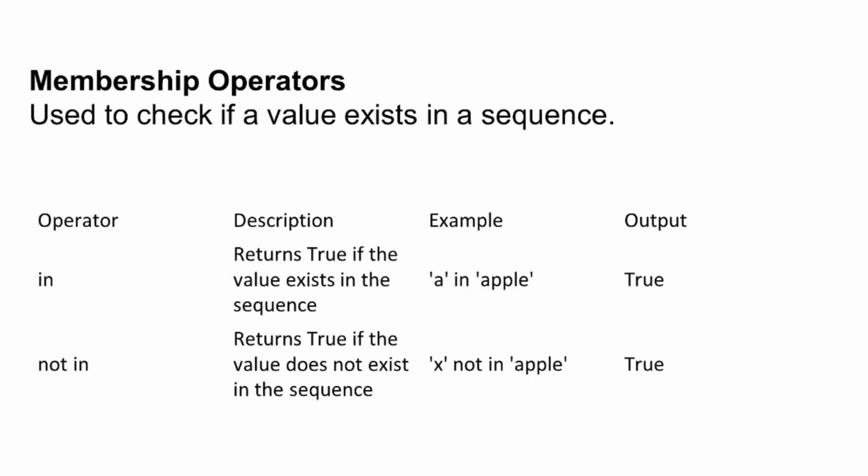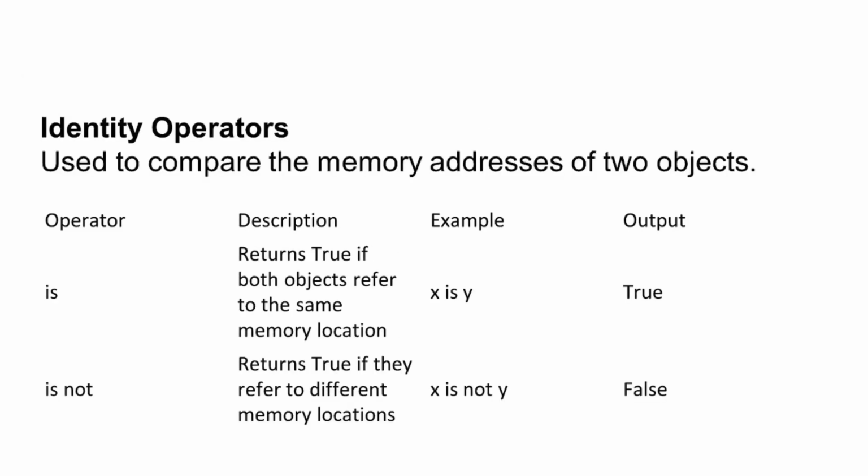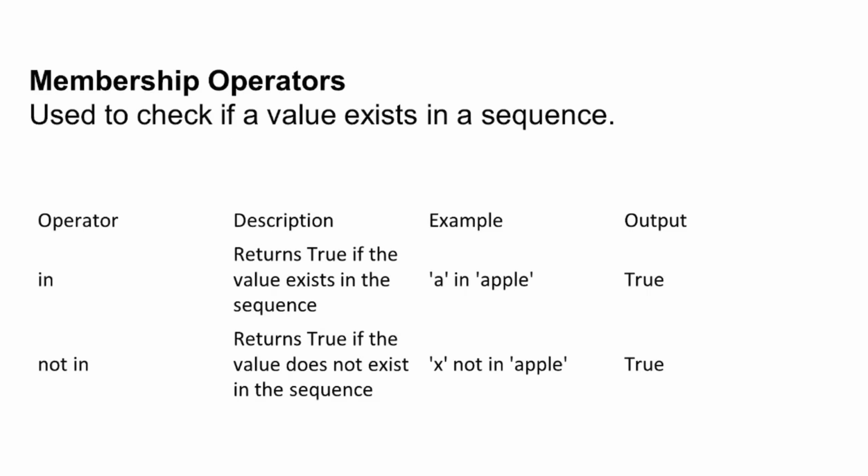Membership operators are used to check if a value exists in a sequence. Identity operators compare the memory addresses of two objects, so here is the difference. Membership operators check if a value exists in a sequence. In returns true if the value exists in the sequence: x in apple, true. Not in returns true if the value does not exist in the sequence: x not in apple, true.